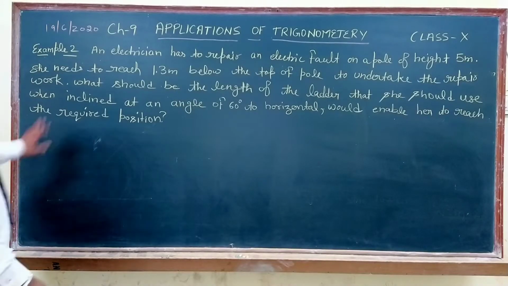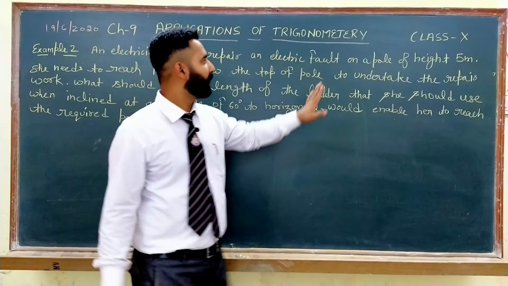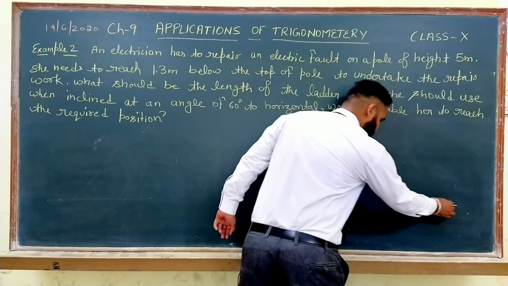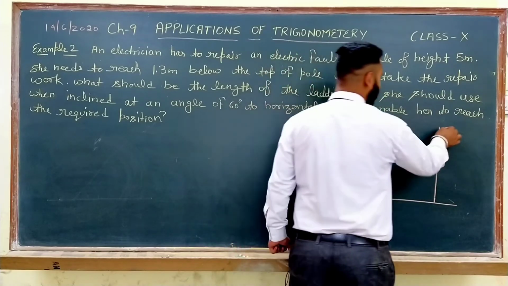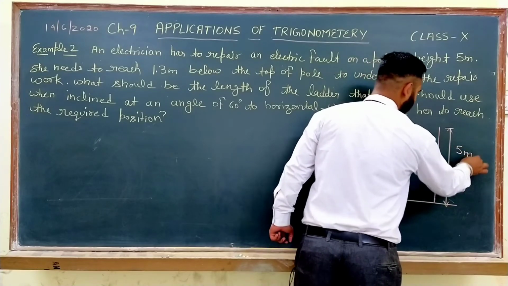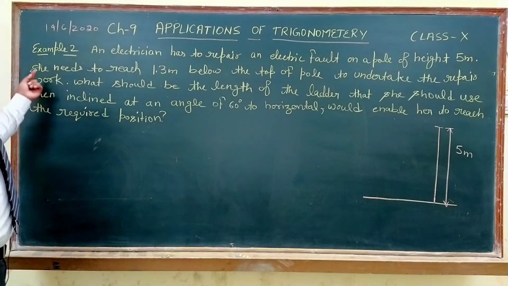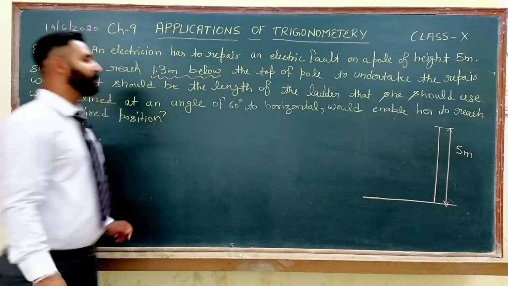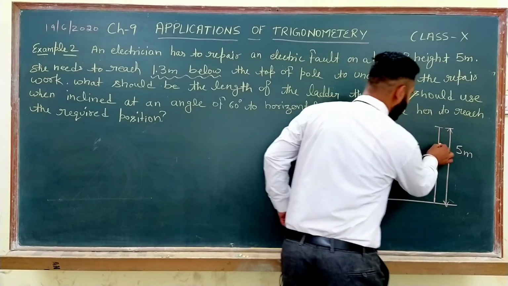So in the second example, it is given: an electrician has to repair an electric fault on a pole of height 5 meter. Means on the ground there is one pole whose height is 5 meter. Fine. Further the question says she needs to reach 1.3 meter below. Means we have to reach somewhere here.